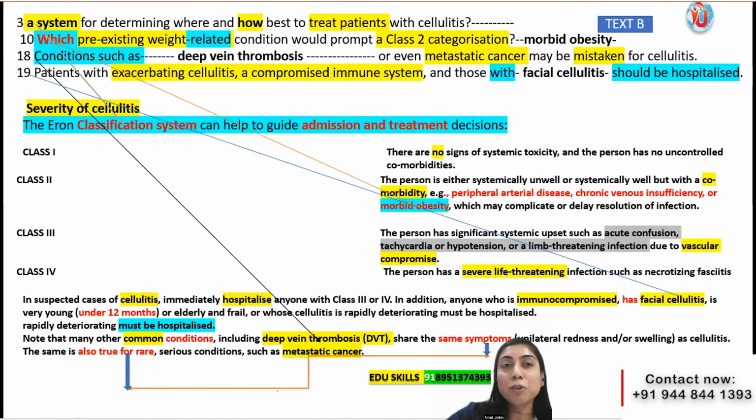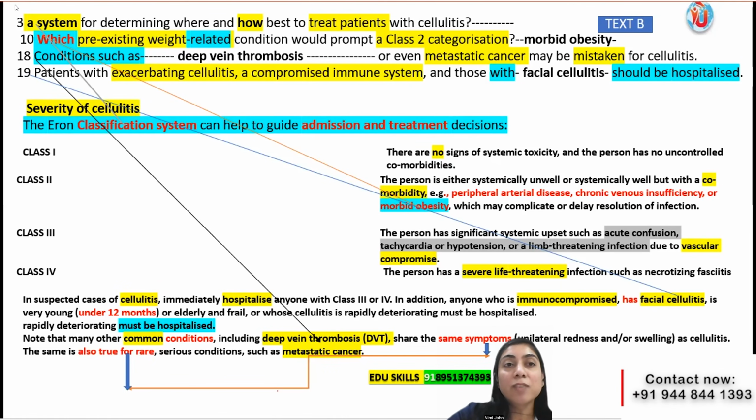That is the confusion. As I told you, when we are underlining the keywords, the title, subheading, and section heading, all of these we have to mark. So here, severity of cellulitis is the title, then the section heading: the Eron classification system can help to guide admission and treatment. So a system, what is the system here? Classification system, the Eron classification system. How best to treat means treatment options, so the admission and treatment decisions. So this classification system is why the answer is under text B.